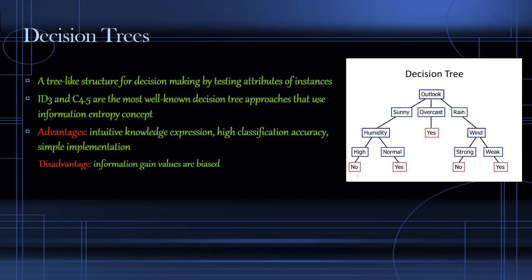The advantages of decision trees are intuitive knowledge expression, high classification accuracy, and simple implementation. The main disadvantage is that for data including categorical variables with a different number of levels, information gain values are biased in favor of features with more levels.